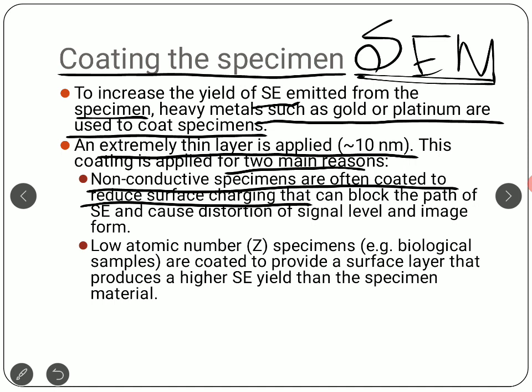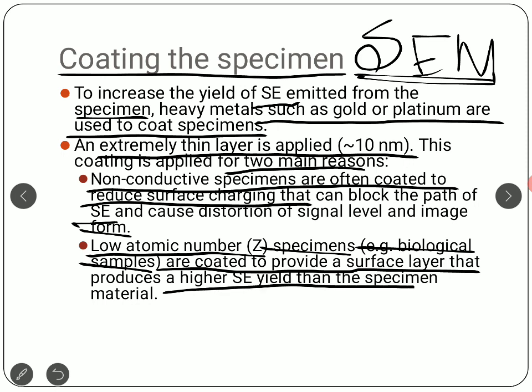So what I do is I basically coat it, and this will actually free the path of the secondary electron, and we can get a good image. On the other hand, if you get a low atomic number specimen, for example the biological sample, most of the time it has a low atomic number, we will be getting very few secondary electrons. We need to get more and more secondary electrons, and that is also a reason we basically coat the surface layer, and this will actually yield a higher number of secondary electrons from the specimen material, okay.